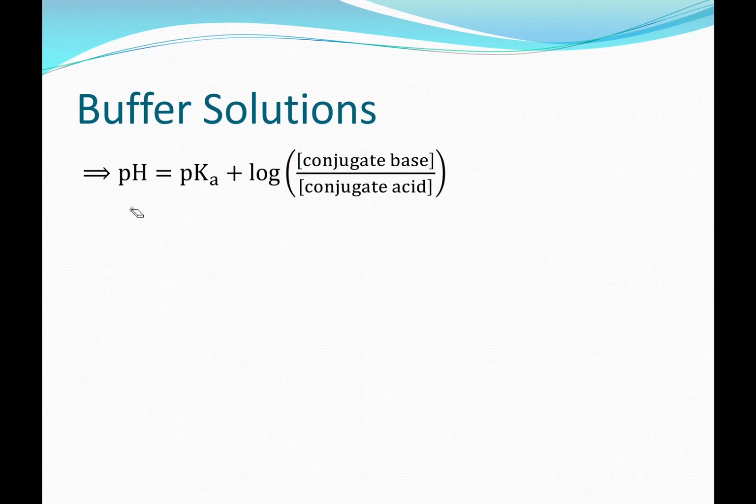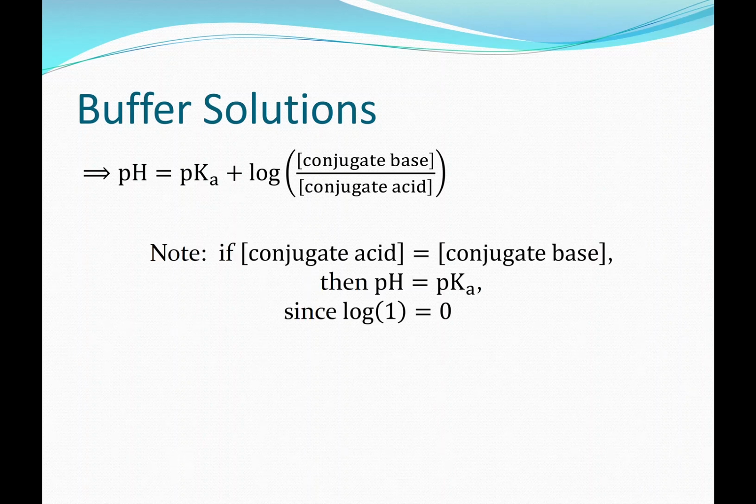And it doesn't matter if you're building your buffer from a weak base or a weak acid, this still has the same form either way. And so you always are going to be putting that conjugate base concentration over the conjugate acid concentration, and it's always the pKa of the acid form that's in that buffer.